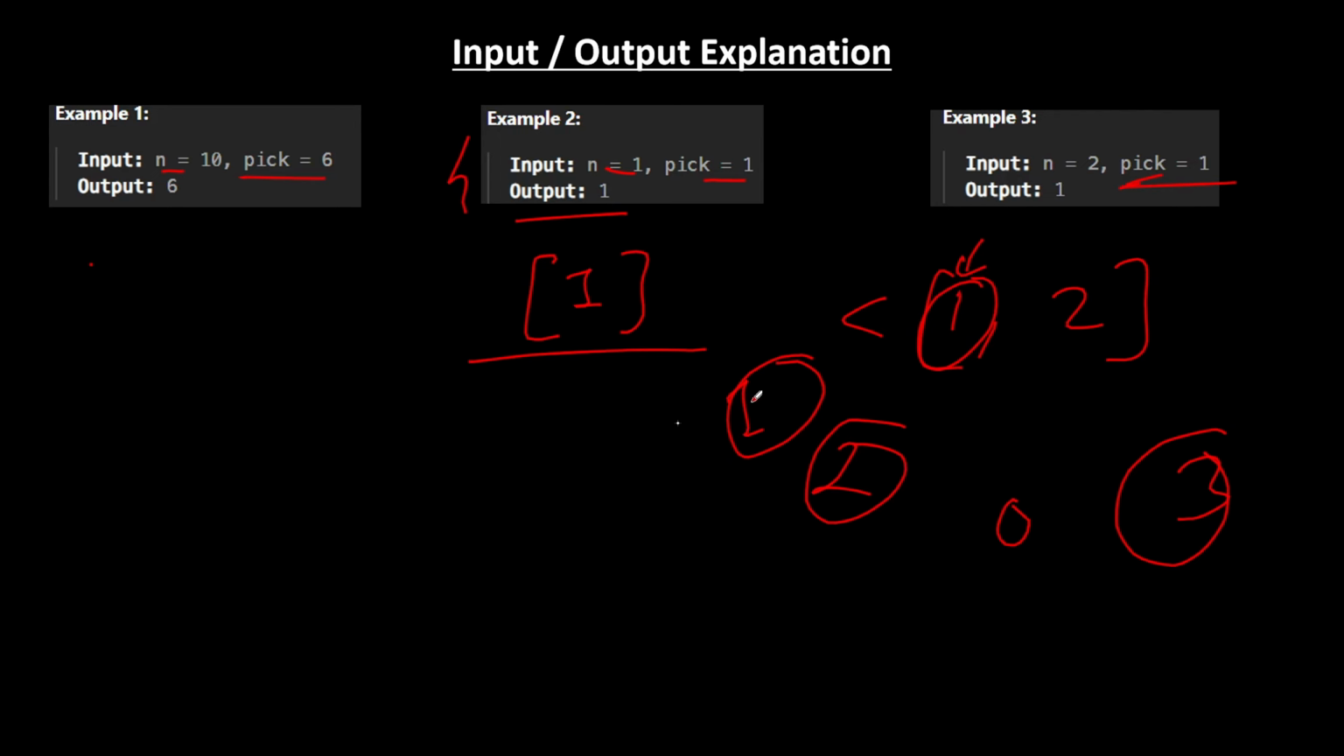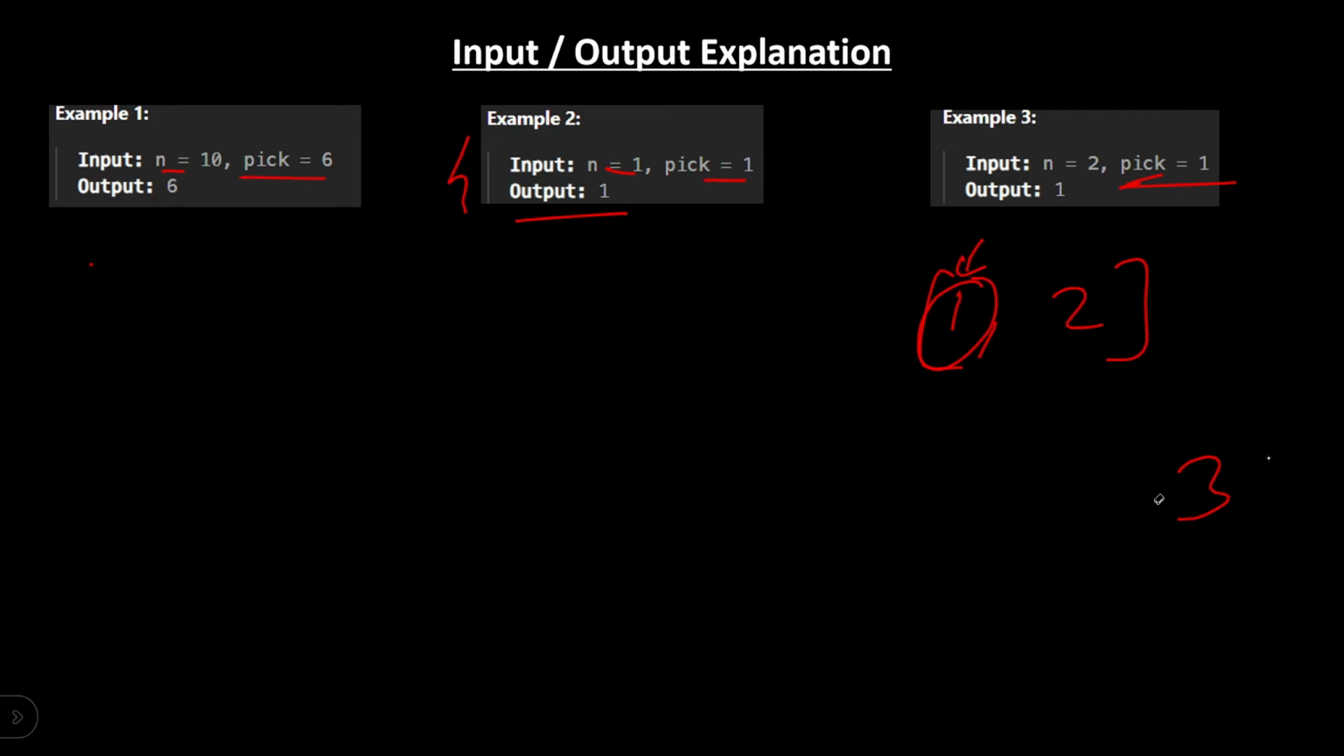And when it matches, it will return 0, and when we get 0 from the guess function, we return this value. So we will assume that we have guessed the correct number. So I hope you understood the input output explanation, how it's going to be. So let's move to the next slide.